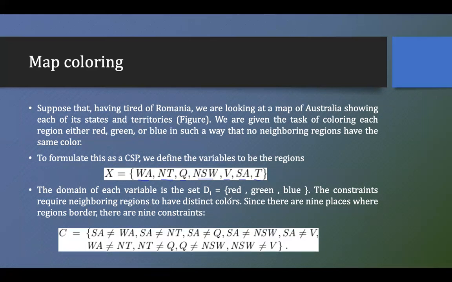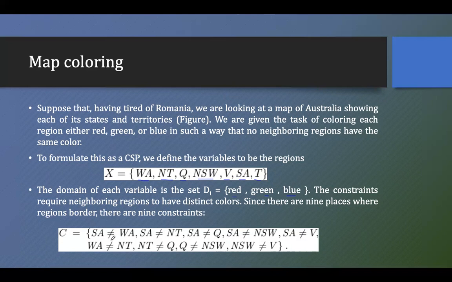The domain, what domain do we have? The domain is red, green and blue. So these variables will be assigned any of these values. The constraint requires neighboring regions to have distinct colors. Since there are 9 places where regions border, there will be 9 constraints.